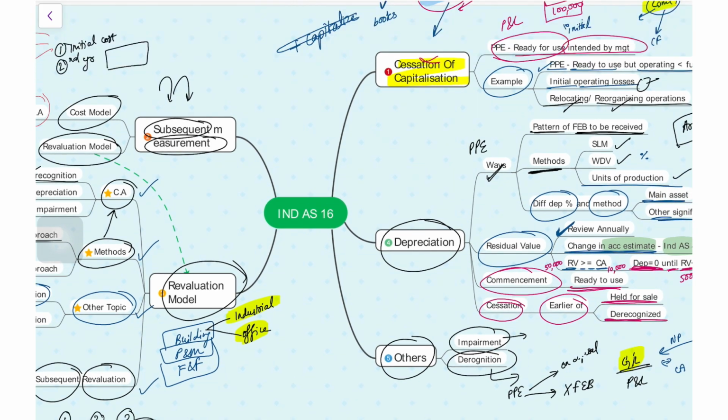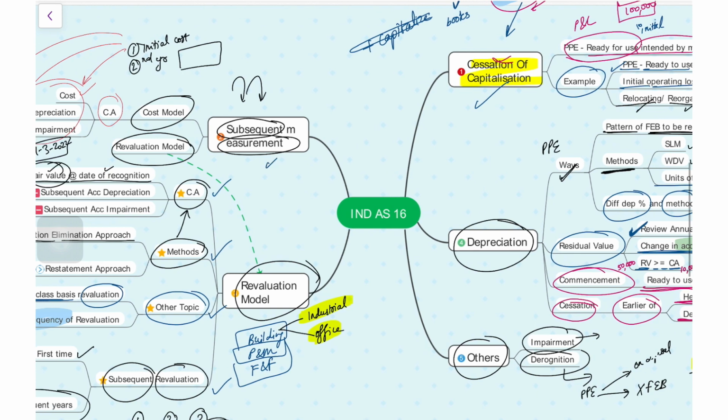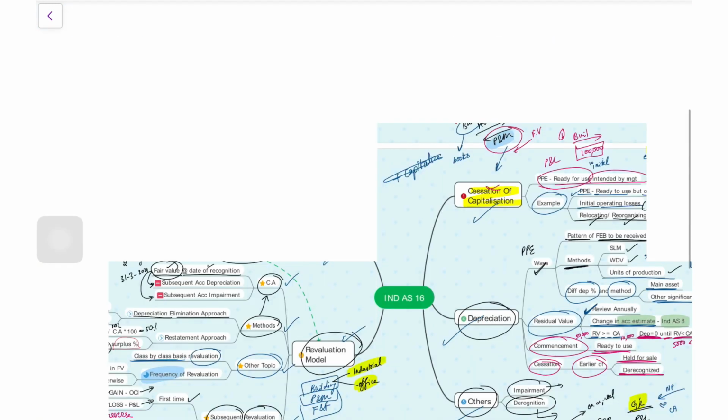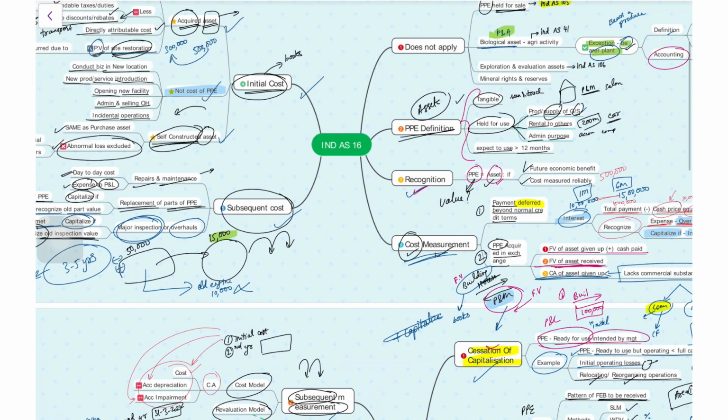Just summarizing this second chart once again and going through all the topics we have read. First we understood when we cease the capitalization on a PPE, when it is ready for use as intended by the management. Then we read about subsequent measurement, what are the two models you apply to subsequently measure it: one is the cost model and the other is the revaluation model. In the revaluation model, how are you going to revalue it? You have understood that. Then we understood what is depreciation, what are the different methods by which you can depreciate, when you commence depreciation, when you cease depreciation, and then we finally spoke of derecognition. So yes guys, this was your entire IND AS 16.